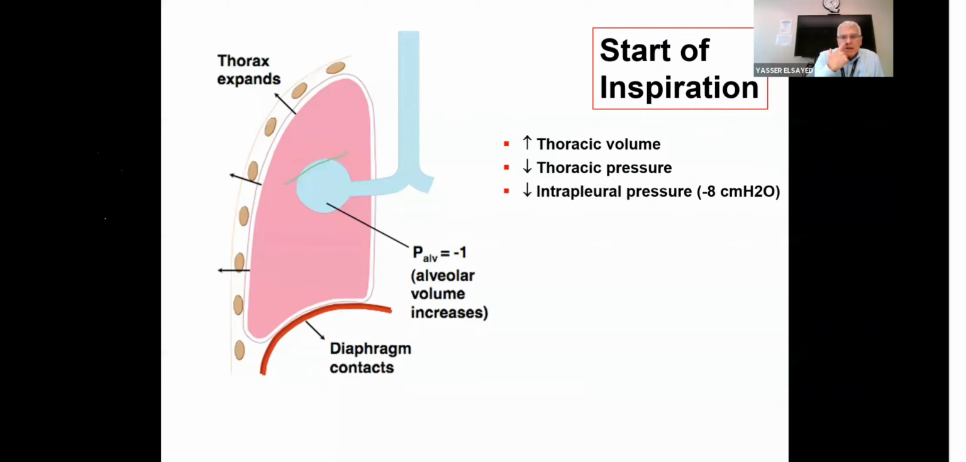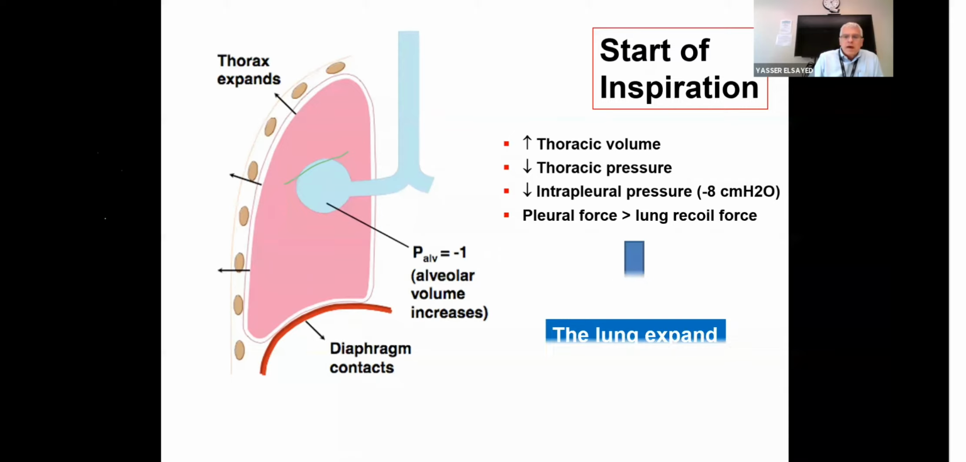Okay, now the intrapleural pressure also will go down. It was -5, now it will become -8, because you have increased volume there. So the pressure inside the pleural space will also become more negative. Okay, and now the pleural force is greater than the lung recoil force. Remember, the equilibrium was only -5. Now you have -8. So you have an excess of pleural force over lung recoil force, and that will make the lungs expand.